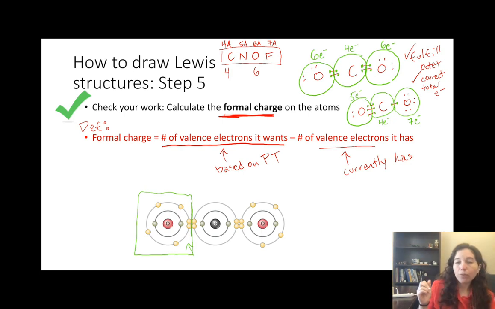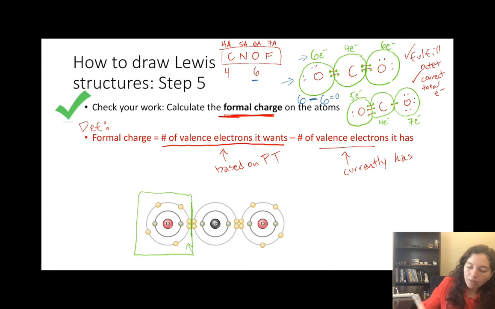So for the first one, let's calculate the formal charge on this atom. The number of valence electrons it wants from the periodic table. So for oxygen, that's 6. It wants 6 minus the number of valence electrons it has, which is here, 6. So the formal charge on this one is 0.